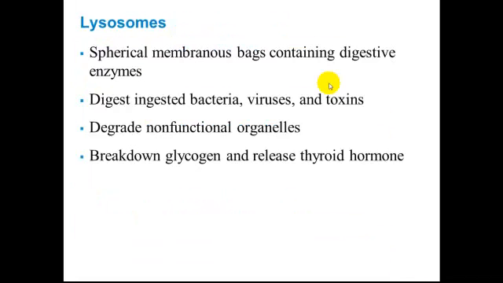Now, I've mentioned the lysosomes before. Lysosomes are important. These contain digestive enzymes, and depending on what cell type we're talking about, they may be digesting things that are ingested by the cell, like bacteria, viruses, toxins. They also may break down non-functional organelles. And interestingly enough, they are involved sometimes in the breakdown of glycogen and the release of thyroid hormone in particular cells.